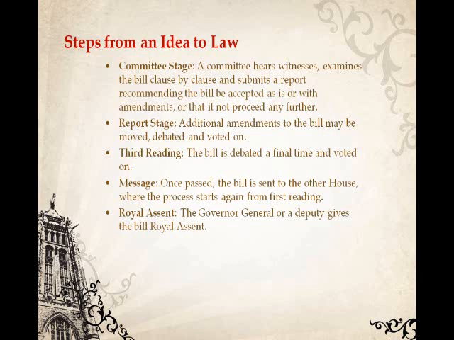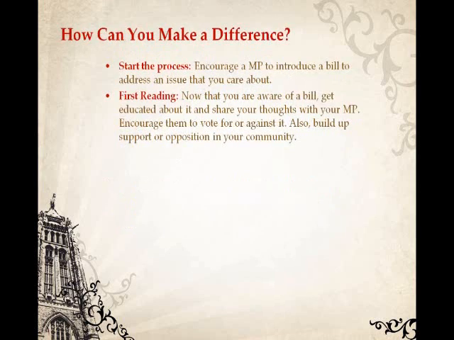At royal assent, the Governor General gives the official stamp of approval on that legislation. What opportunity do you have in this whole process? First of all, you can start it. An idea is needed for a piece of legislation to come forward, and members of Parliament look to us to interact with them about this. So encourage a member of Parliament to introduce a bill about an issue that you care deeply about.